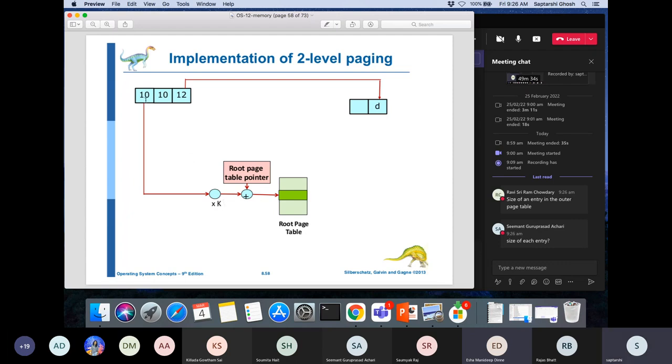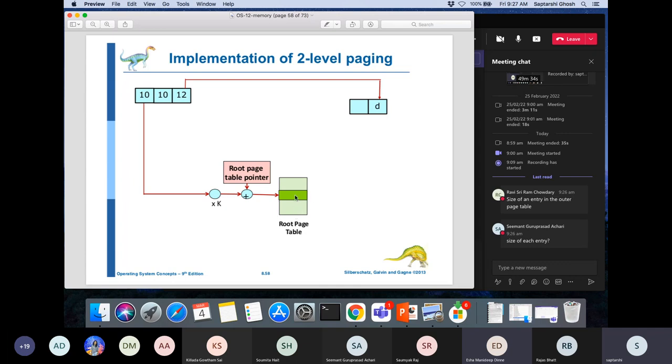So basically the program wants to access the 10th entry of the root page table. So 10 into k, we have to get the byte number, right? Every entry is k bytes, so the 10th entry would be k into 10 bytes away from the starting address. So this 10 is used to access the root page table.